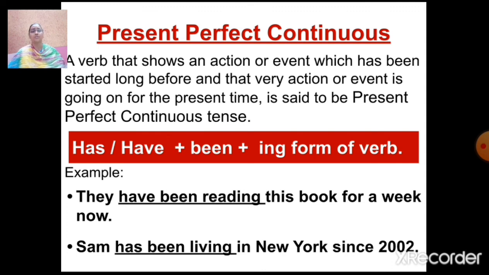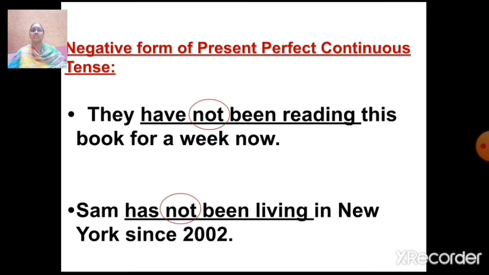Now students, if I ask you to convert these same sentences into a negative form of present perfect continuous tense, how are we going to do this? Now this is again very simple. We just need to add not with the helping verb. Okay, so our negative form of present perfect continuous tense will be they have not been reading this book for a week now. Alright, then the next sentence will be Sam has not been living in New York since 2002. Alright students, I hope this present tense is clear.